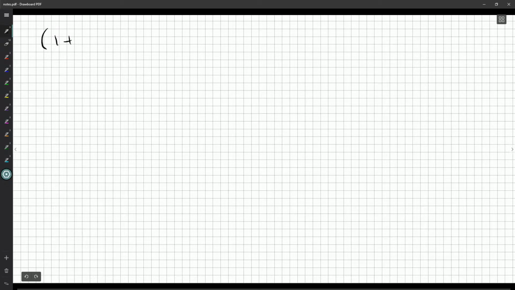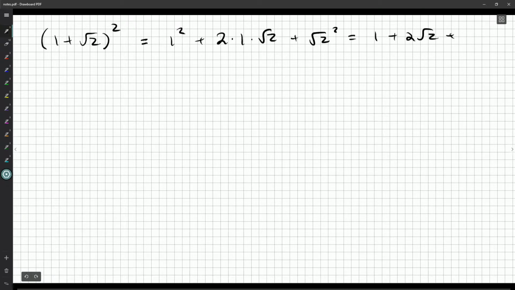Maybe work out (1 + √2)^2. If you square something, you'll get 1 squared plus 2 times the numbers that you're squaring, and then √2 squared. So this is 1 + 2√2 + 2. I can regroup the integers, and I'll get 3 + 2√2. So that's (1 + √2)^2.